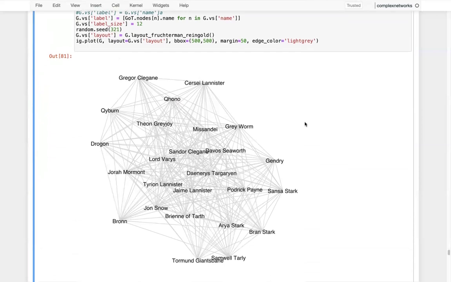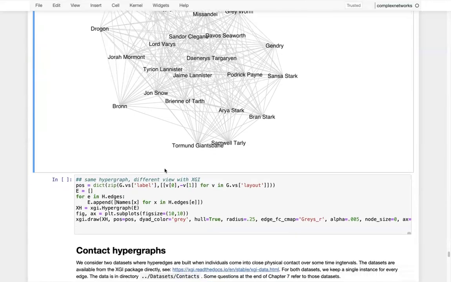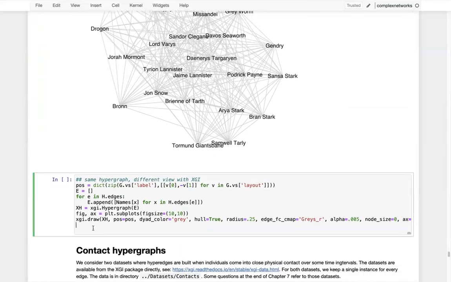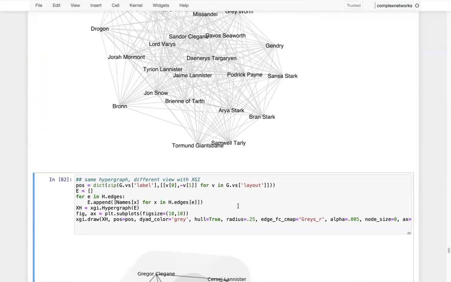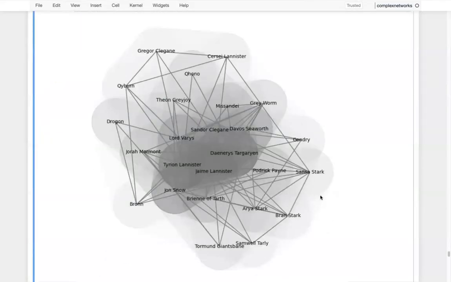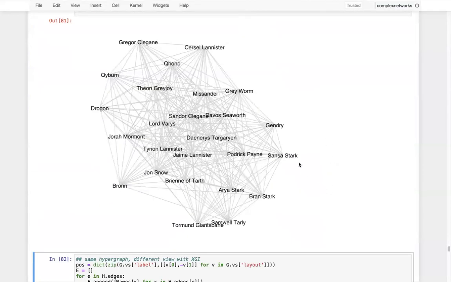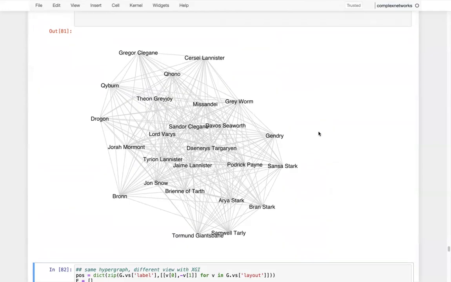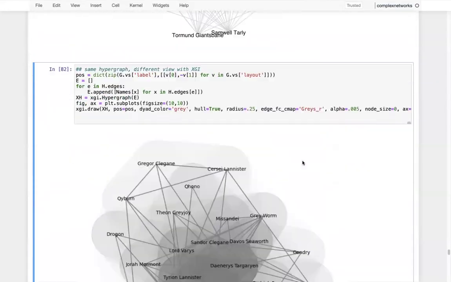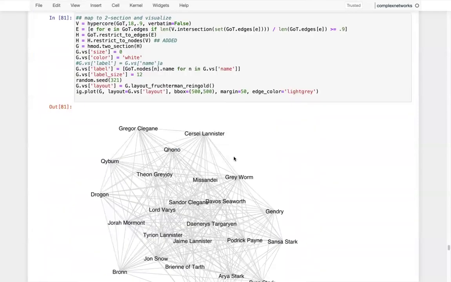And you can see those are mostly main characters that are very, very heavily connected between themselves. And again, we can use the XGI view, which is a different way of looking at things. Again, which one is clearer? It's up to you. But this is an example of a highly connected sub-hypergraph, if you want, obtained with this KT hypercore decomposition.